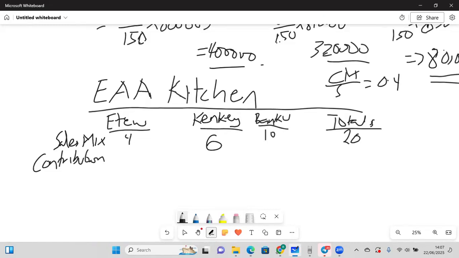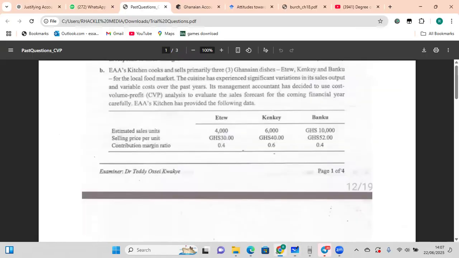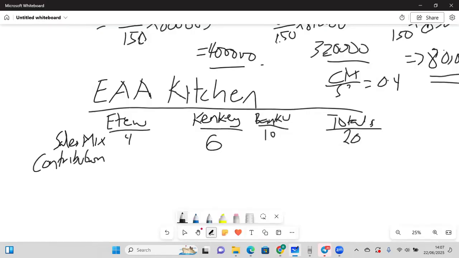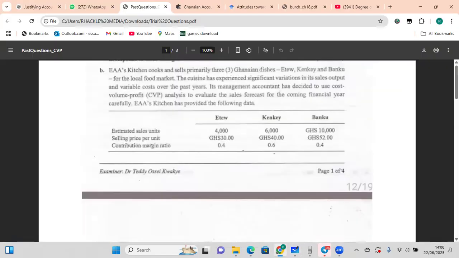So the selling price here is what? Selling price here is 30, right? So it is going to be 0.4 times 30 for this one. Then using the same kind of formula, 0.6 times 40.